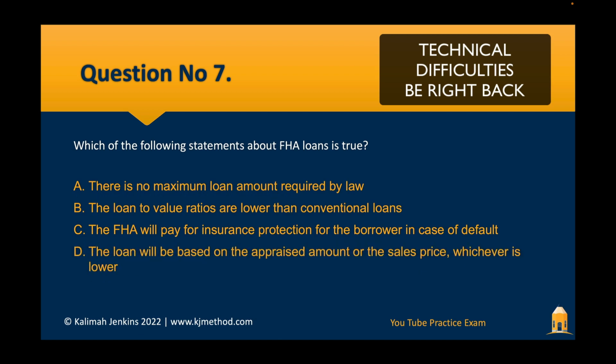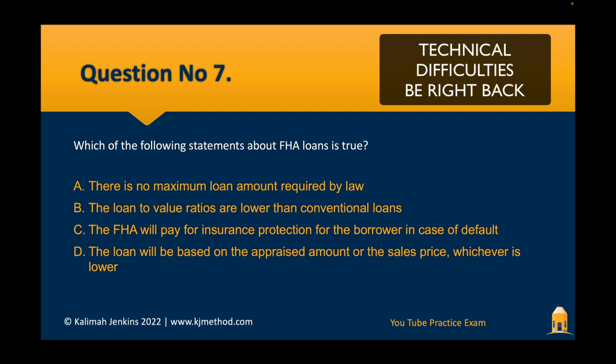Okay, the answer here is going to be D. The loan will be based on the appraised amount or the sales price, whichever is lower. So let's look at A through C. There is no maximum amount. There definitely is a maximum loan amount as required by law under FHA. It is highly dependent upon where the home is located.